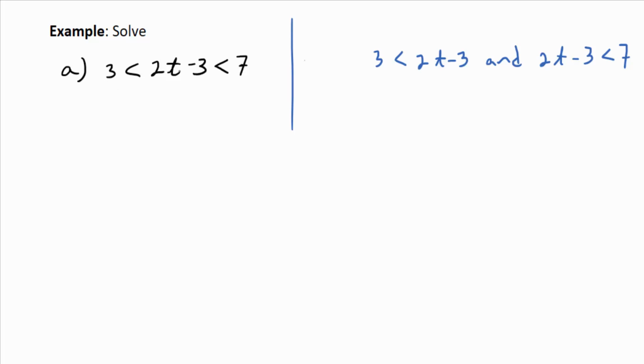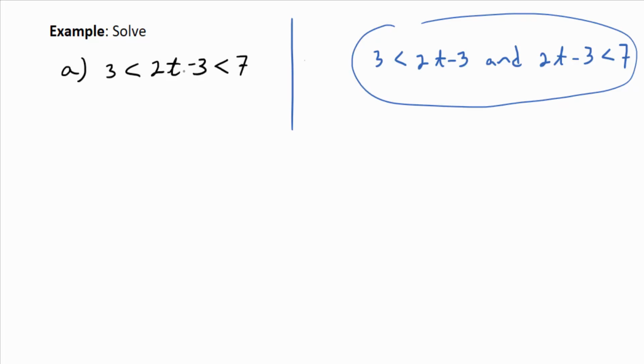Okay, so back to the original statement. How do we solve it? Well, you want to get t by itself in the middle. So what you have to do is solve both. Essentially, what I'm about to show you means we're solving both of these at the same time. I'm just not writing it out like that. So take a look at what I'm going to do.